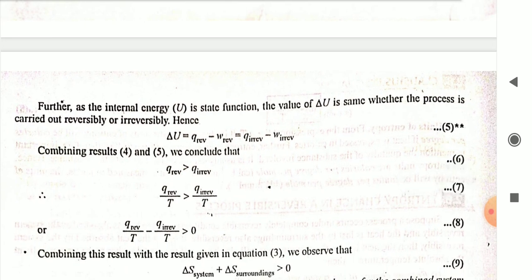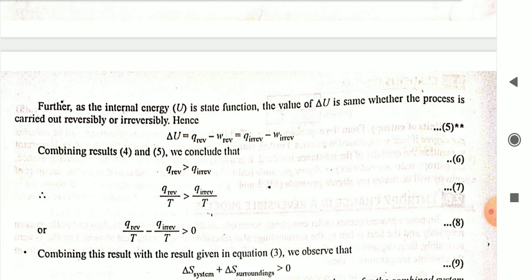Further, as internal energy U is a state function, the value of del U is the same whether the process is carried out reversibly or irreversibly. Del U is equal to Q reversible minus W reversible, which equals Q irreversible minus W irreversible. Combining this result, Q reversible is greater than Q irreversible. So Q irreversible by T is less than Q reversible by T. Q reversible by T minus Q irreversible by T is greater than 0.